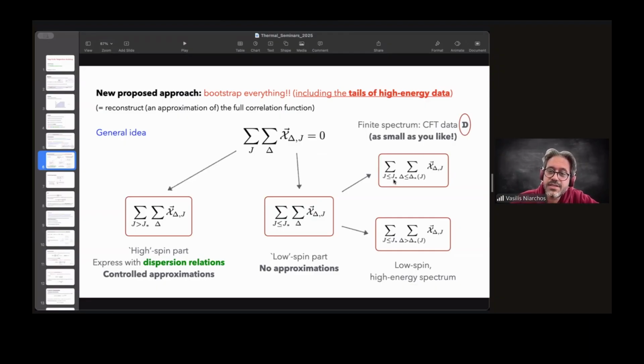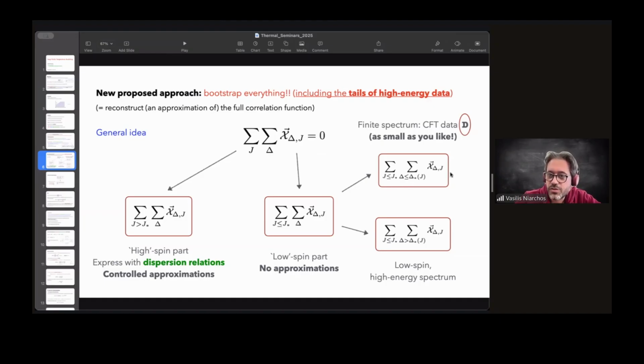At each spin, there is a tower of scaling dimensions. And at each one of these towers, I will pick some cutoff in the scaling dimension, which I will call delta star. It depends on J, so it's a delta star of J. And this cutoff, again, is not chosen so that I have converged or whatever. It's just some arbitrary choice. For example, I can put the cutoff right on the unitarity bound, and then put basically nothing on this contribution. Okay, put everything on the other part.